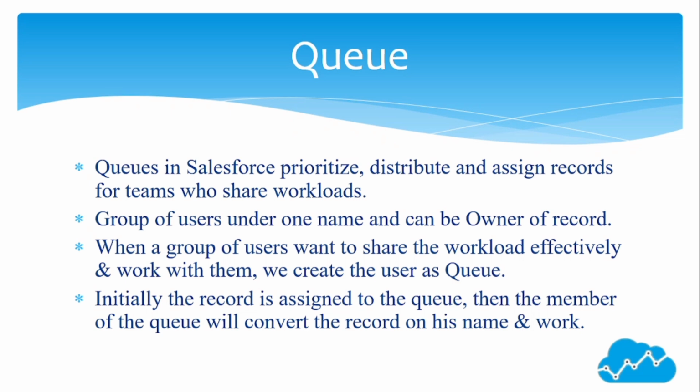Queues in Salesforce prioritize, distribute and assign records for teams who share workloads. A queue is a group of users under one name and can be the owner of a record. When a group of users wants to share the workload effectively, we create the users as a queue. Initially the record is assigned to the queue, then a member of the queue will convert the record to his name and work on it.